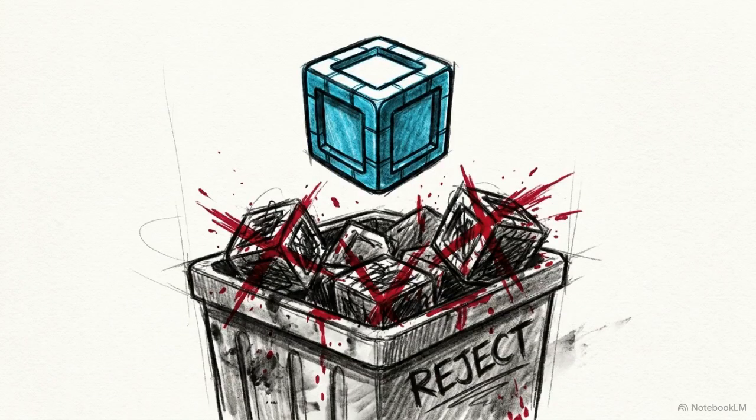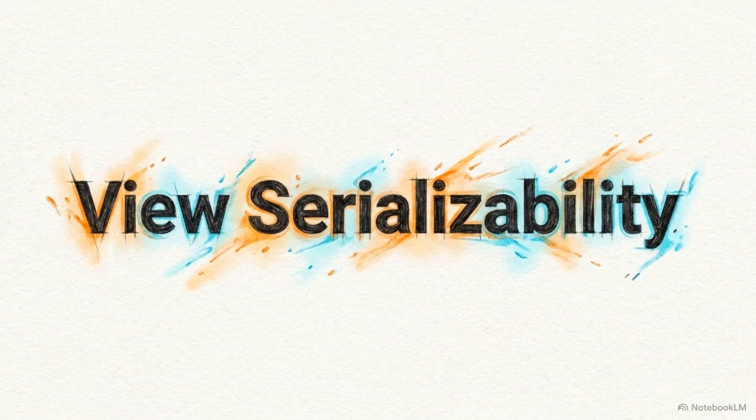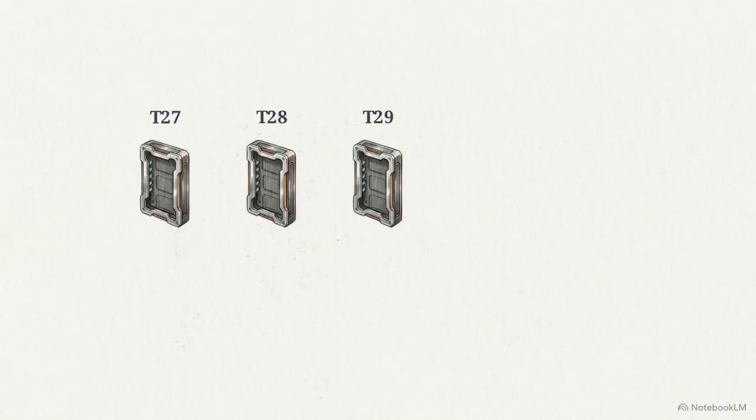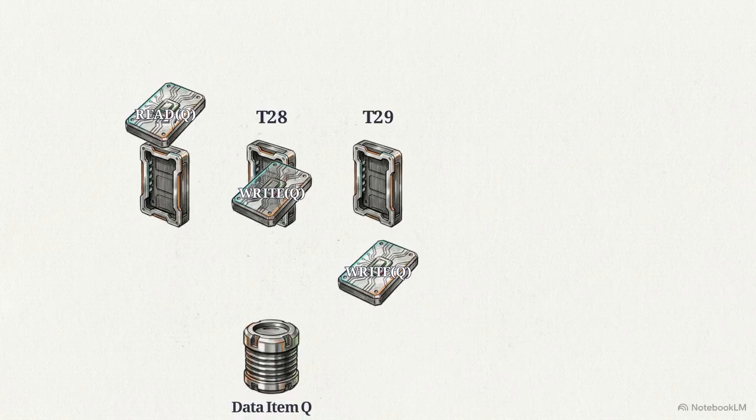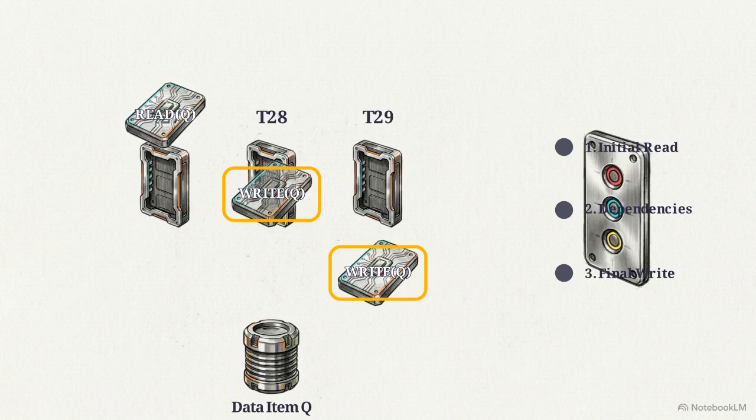While conflict serializability is highly effective, its strict swapping rules occasionally force the database to reject schedules that are actually perfectly safe. This limitation requires a slightly less restrictive mathematical model, view serializability. This tabular schedule shows a specific edge case where three transactions, T27, T28, and T29, all operate on a single data item, Q. Now, notice the highlighted write operations for T28 and T29. View equivalence focuses on the actual outputs of the schedule. It has three strict requirements: identical initial reads, identical read-write dependencies, and an identical final write operation.